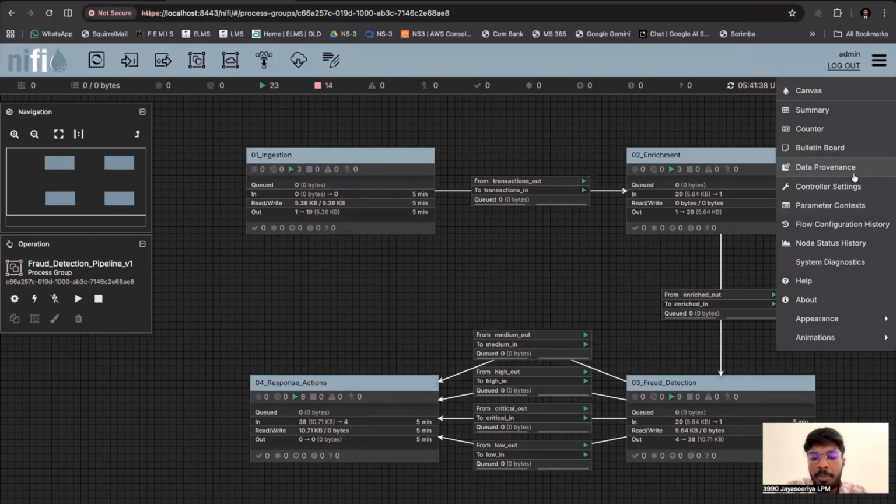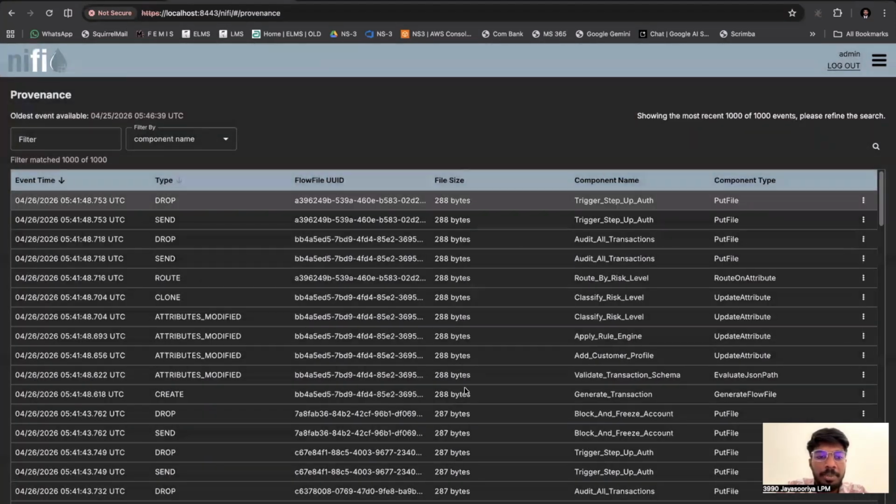Every flow file carries provenance metadata, and I can pick any one of them and view its lineage. The chain of processors is traversed, with the attribute changes at each step and the timestamp. That makes the system auditable and investigation possible without any extra plumbing.